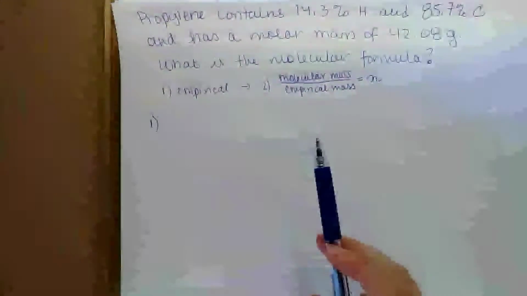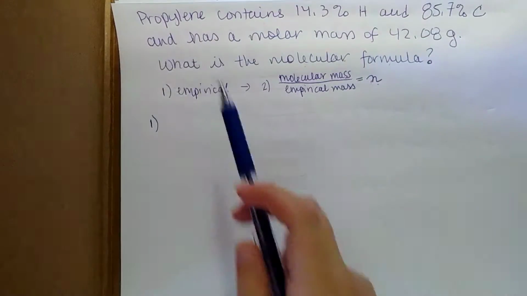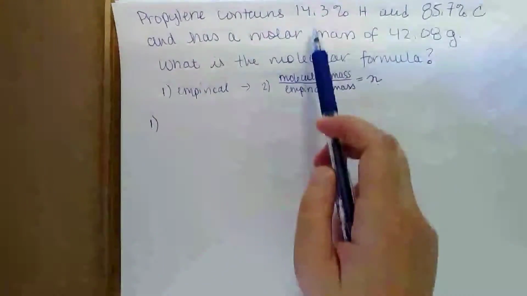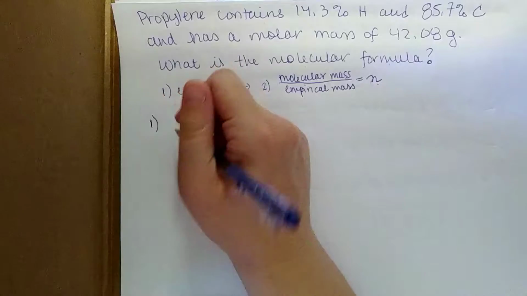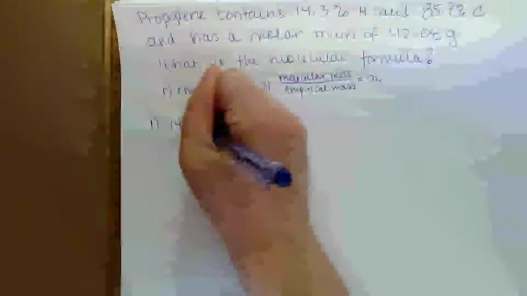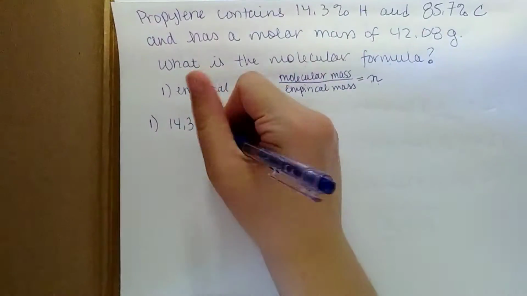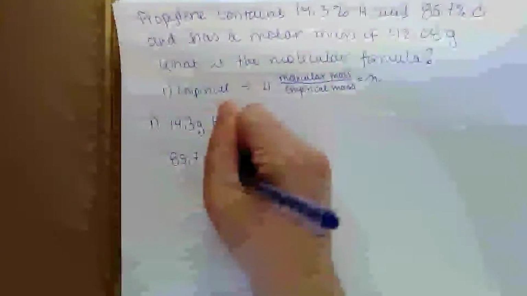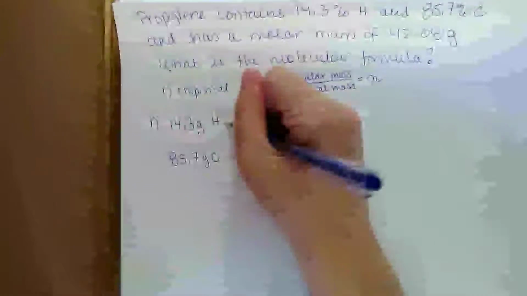So let's begin. Just like we did in the previous examples, we're going to find the empirical formula for this propylene by assuming we have 100 grams of the compound, and that we have 14.3 grams of hydrogen and 85.7 grams of carbon.